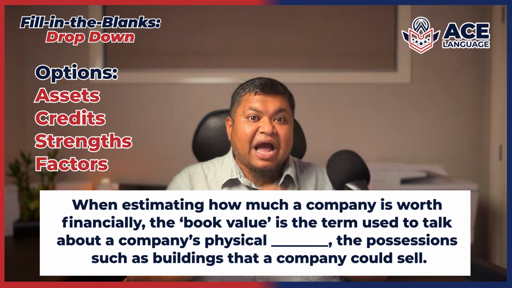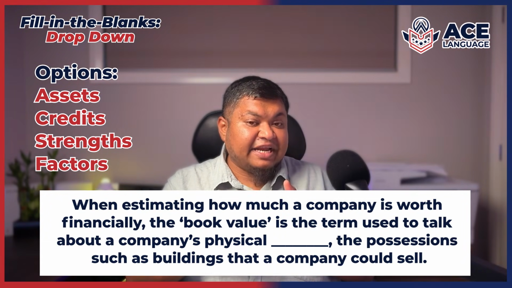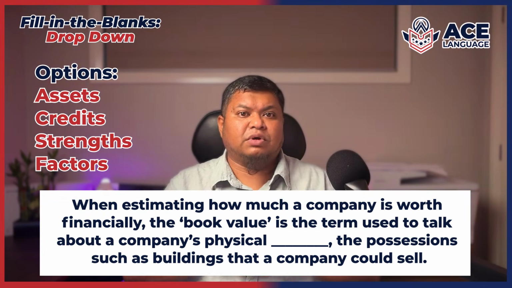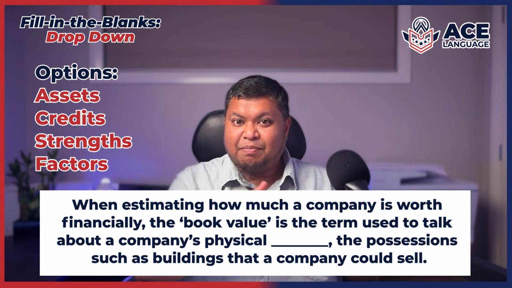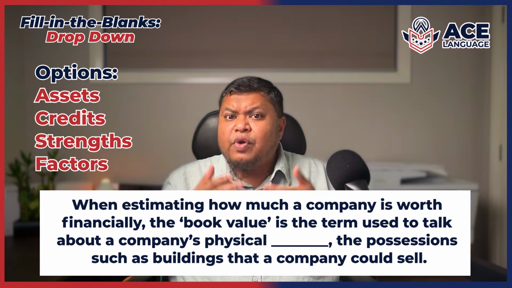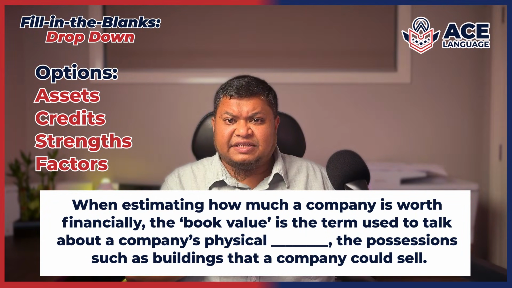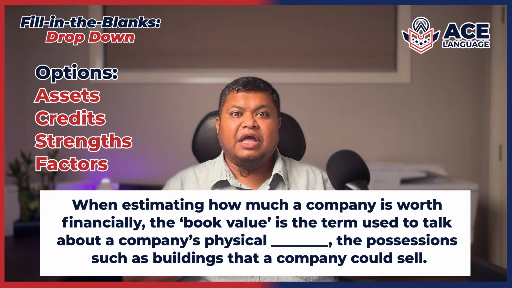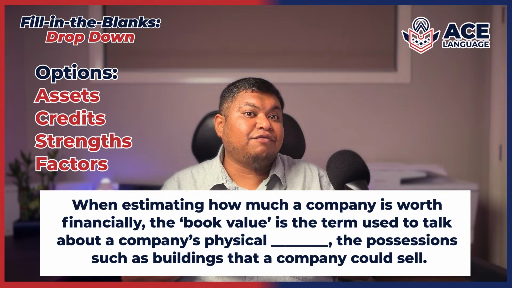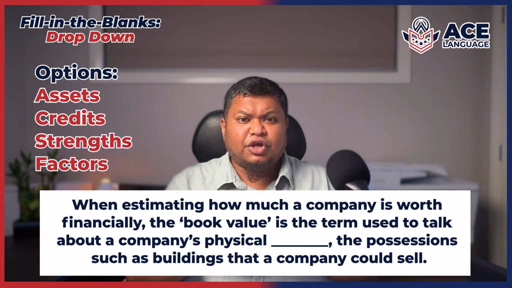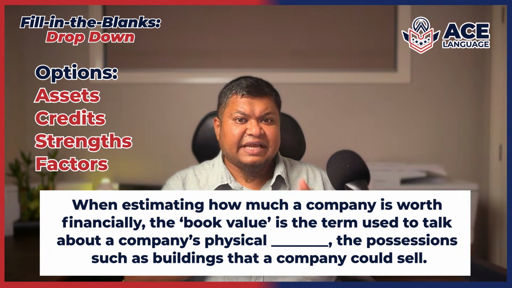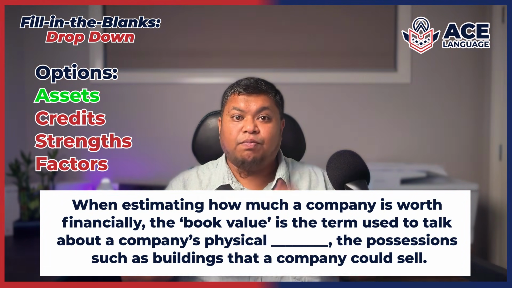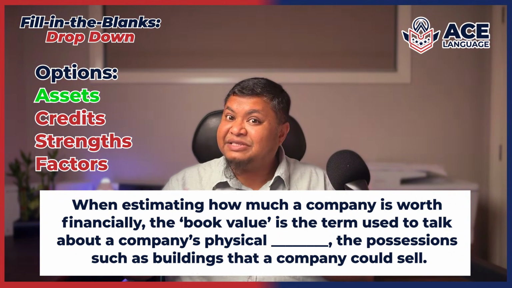And thus, out of the options, credits do not work because it is used in the case of borrowing power. Although strength matches, physical strength means the ability to exert force, which doesn't fit the criteria of value or possession or sell. Factors mean something that can influence an outcome or result. So, by analyzing the sentence, it is clear that the answer here is assets, as it is directly related to book value, possession, and sell.